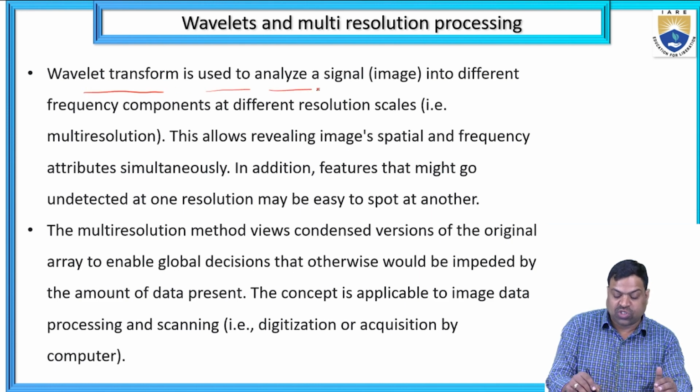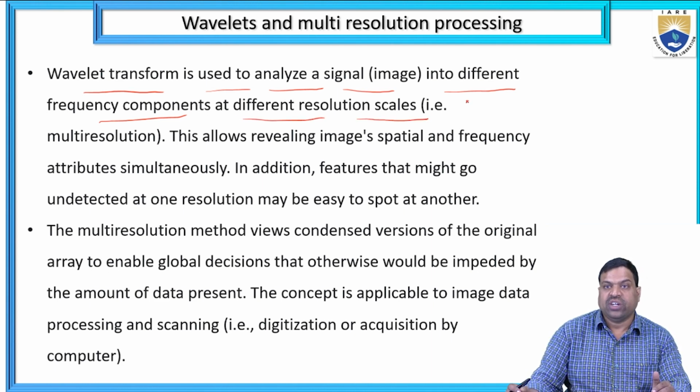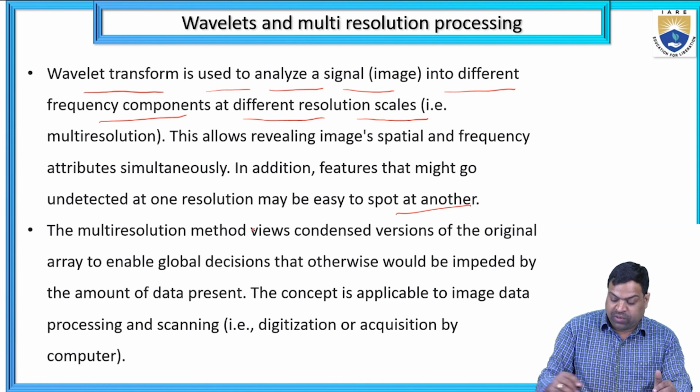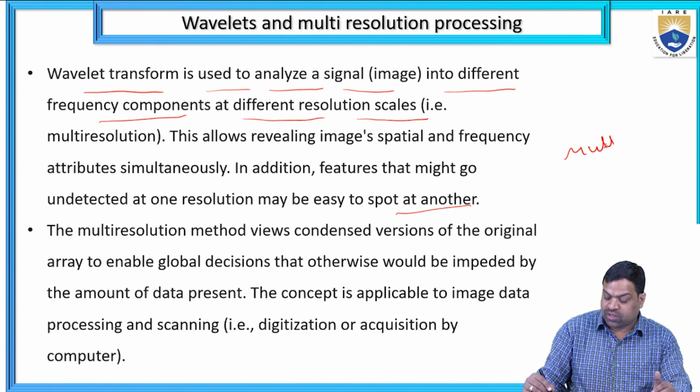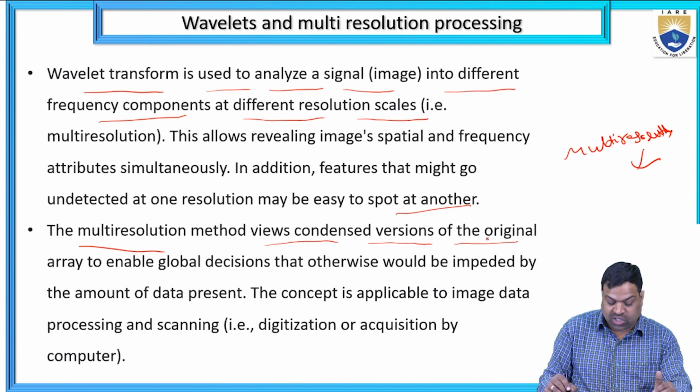The wavelet transform is used to analyze a signal into different frequency components at different resolution scales, that is multi-resolution, and it allows revealing an image's spatial and frequency attributes simultaneously. In addition, features that might go undetected at one resolution may be easy to spot at another. So when we are going for multi-resolution, this multi-resolution views condensed versions of the original array to enable global decisions.